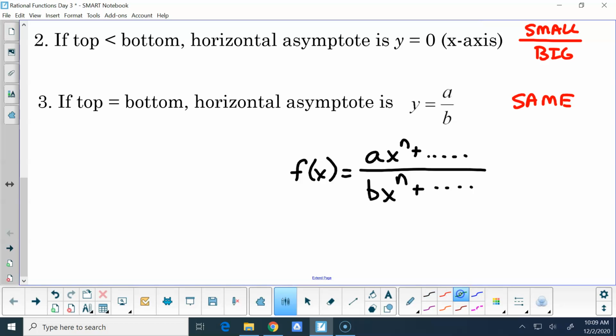And that a and that b are the lead coefficients of both the numerator and the denominator, because those x values kind of cancel each other out. Okay. And that's how we find our horizontal asymptotes.